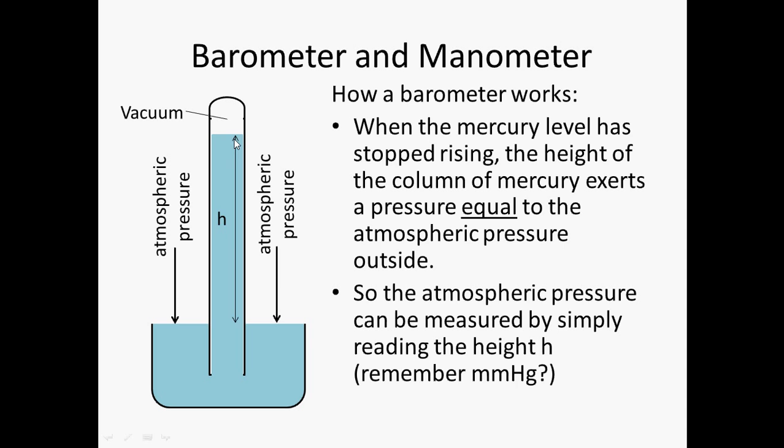When this happens, you can straight away calculate the atmospheric pressure by simply measuring the height. Remember mmHg? You can just say this is 760 millimeters of mercury, and that is the atmospheric pressure. So it's that simple. It is just a pressure difference causing the pressure to want to balance, and when it balances, you can use one side to measure the pressure of the other side because they are equal.